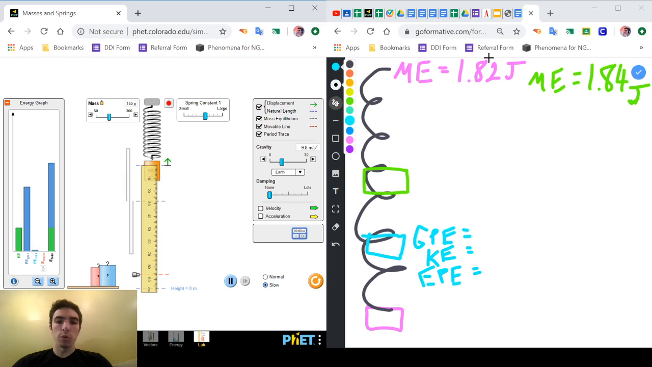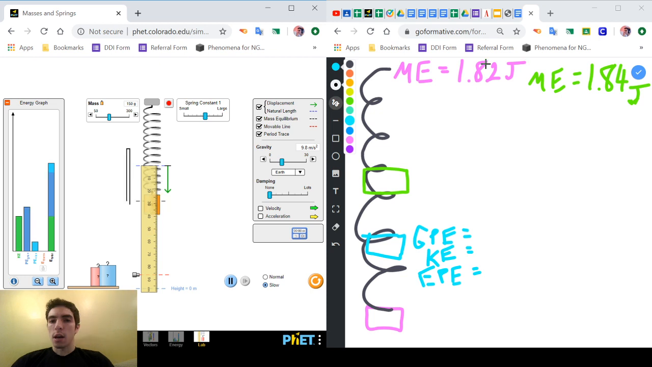So my guess is that these two numbers really should have been about the same, and if I were doing this properly, I should have just left this at about 1.8 joules, because I really can't measure more precisely than that with the tools that I have in this simulation.